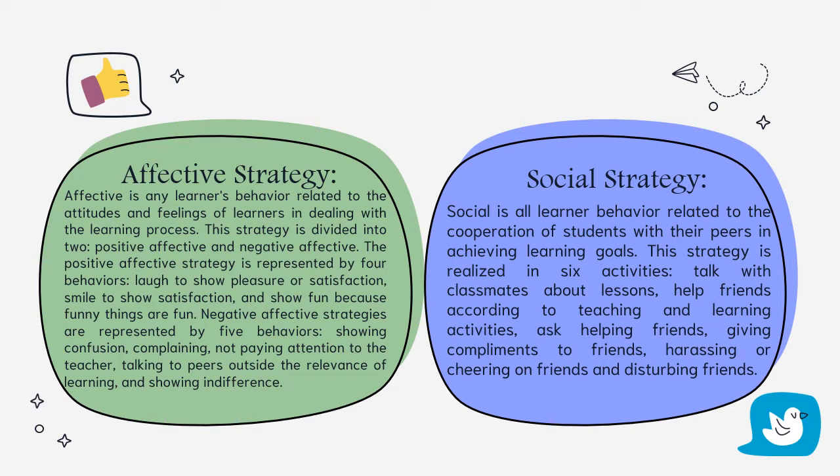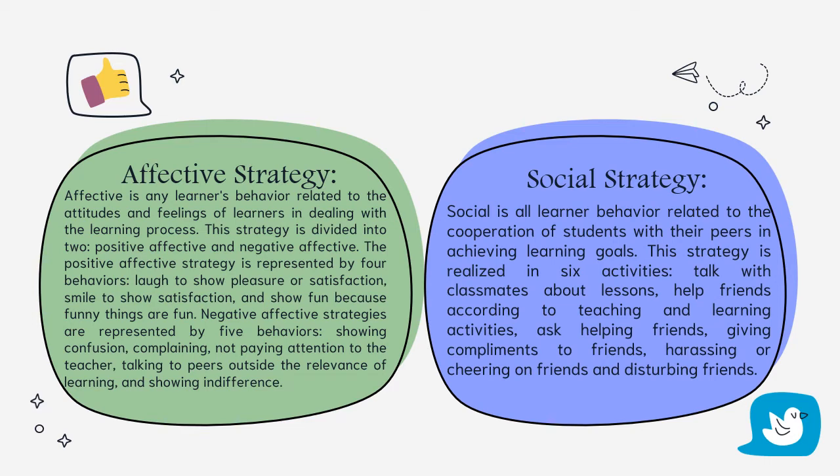Negative affective strategies are represented by 5 behaviors: showing confusion, complaining, not paying attention to the teacher, talking to peers outside the relevance of learning, and showing indifference.